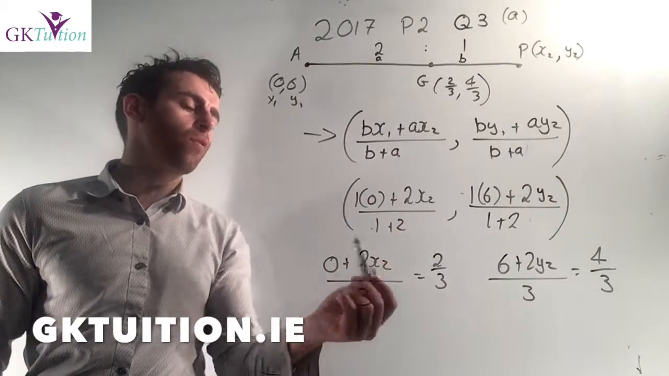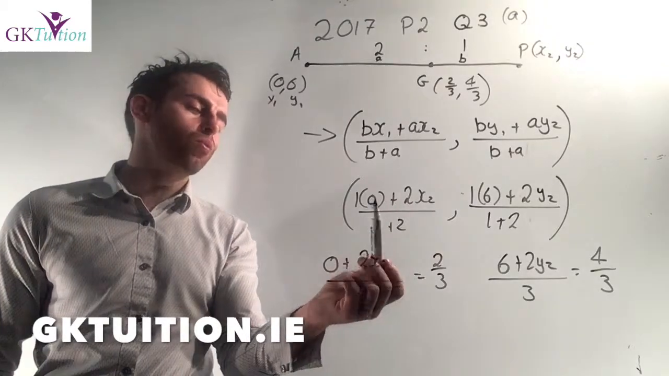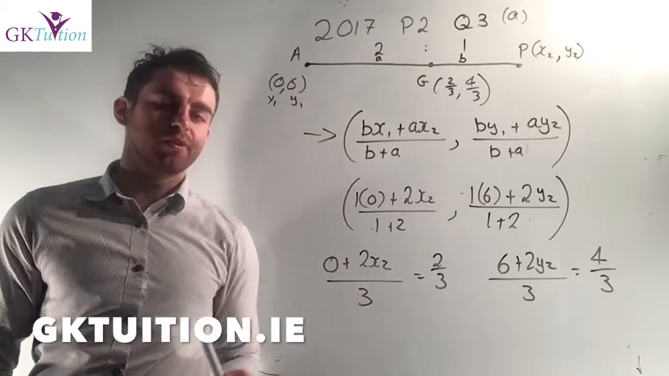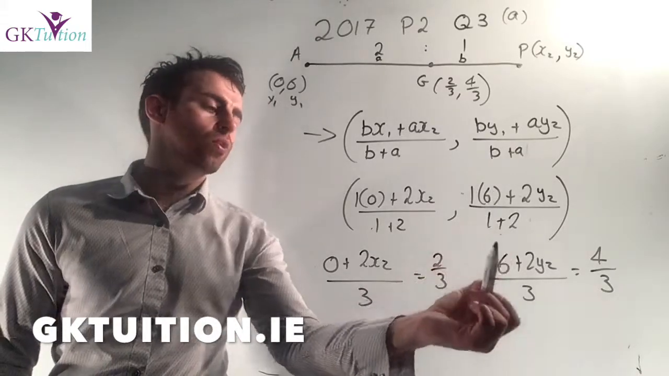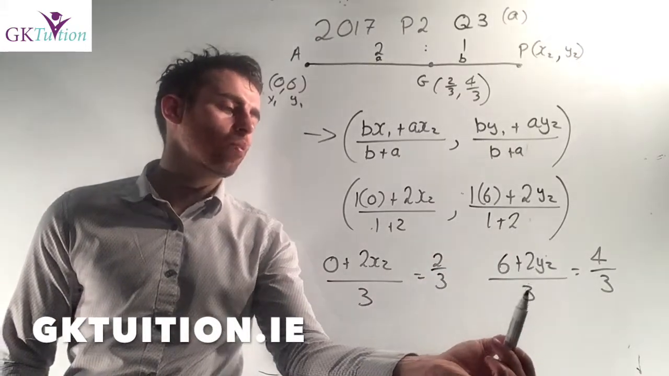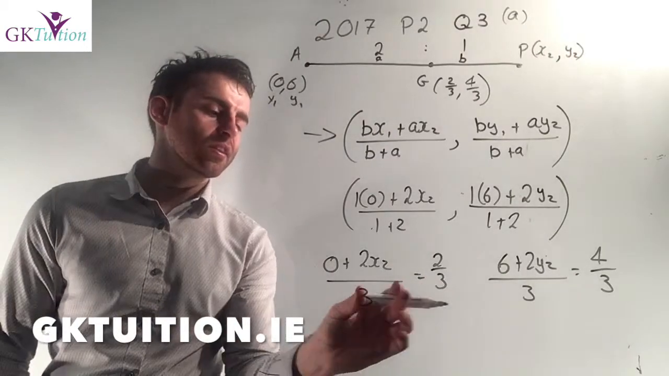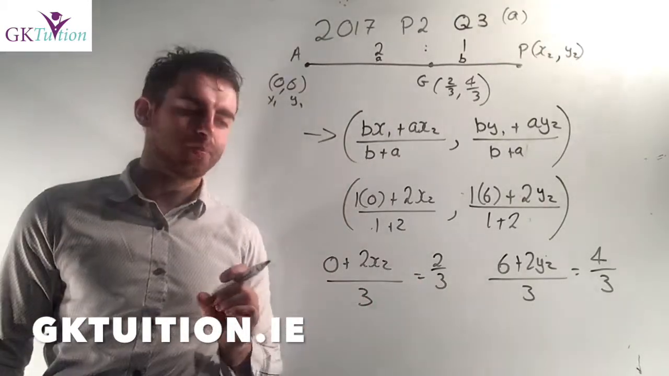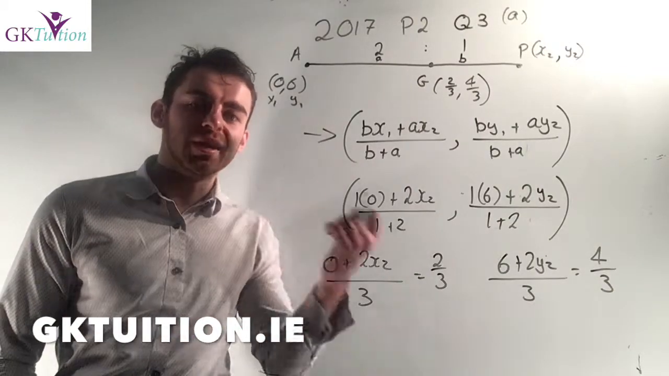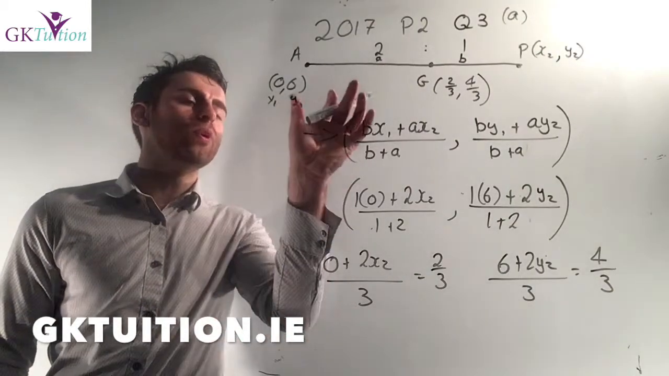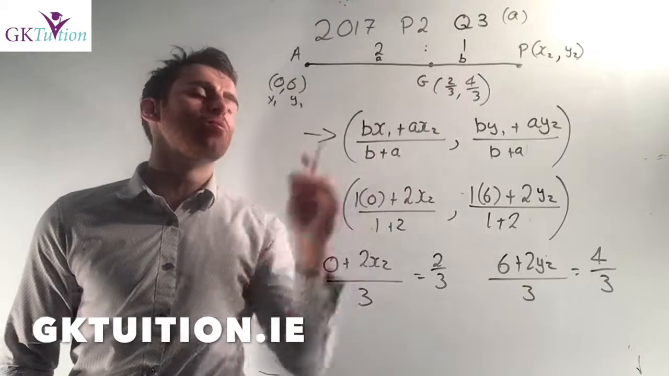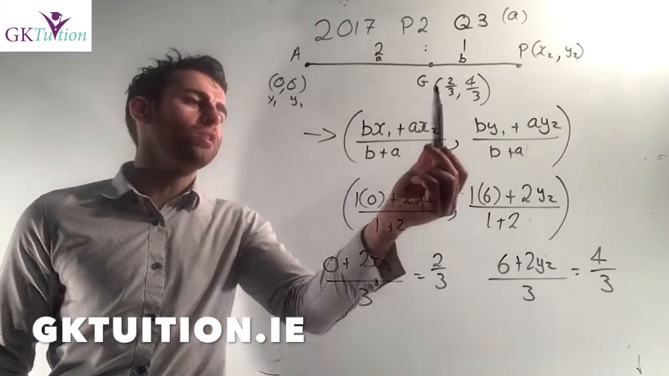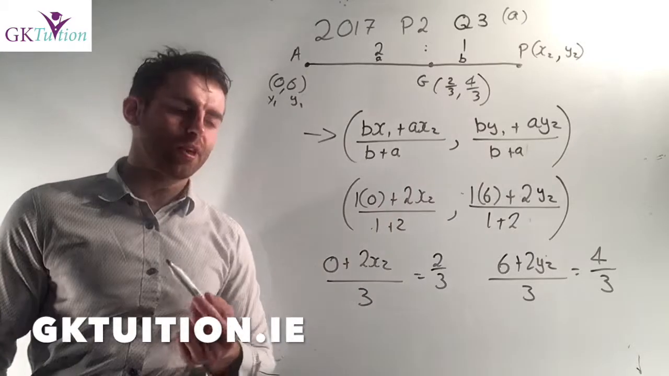If you sub into the formula, the x value works out as 0 plus 2 times x2 over 3. The y value works out as 6 plus 2 times y2 over 3. That's this bit and this bit. That's as far as I can simplify it using this formula. But remember, we already know what the answer should be. We know that if we divide this line in a ratio of 2:1, my answer is the coordinate G, being 2/3, 4/3.